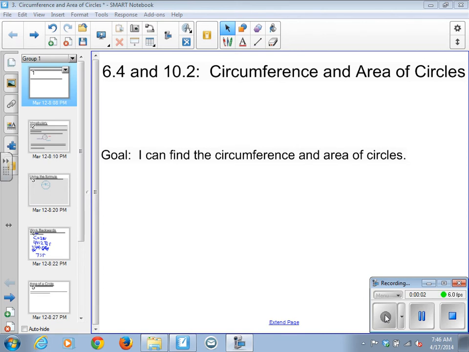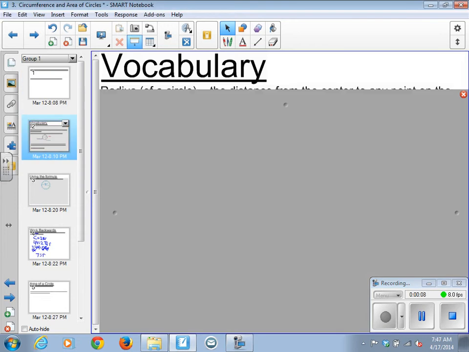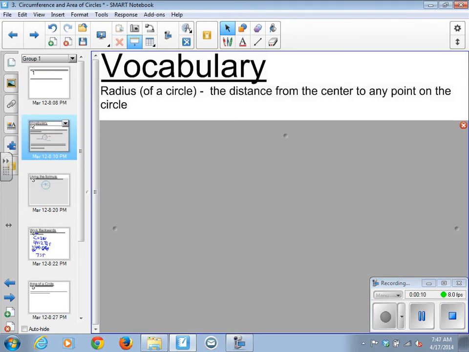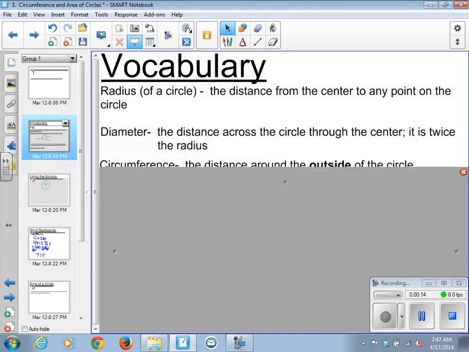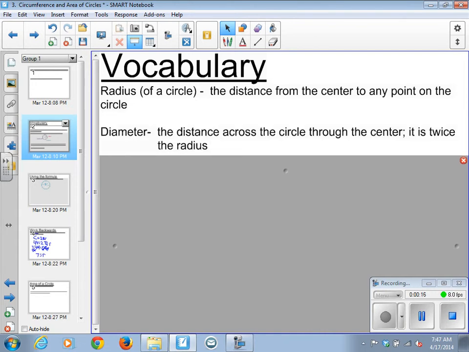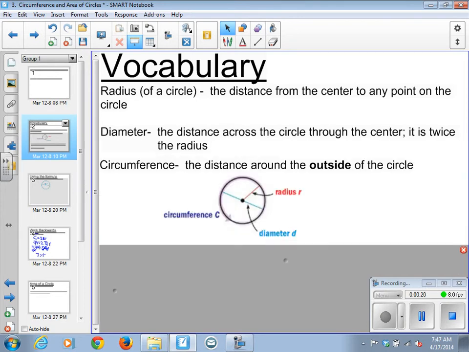Our lesson today is on circles and how to find the area and circumference of each. Our vocabulary, we start with the radius of a circle. This is the distance from the center to any point on the circle. Diameter is distance across the circle through the center. It is twice the radius. And our circumference is the distance around the outside of that circle.